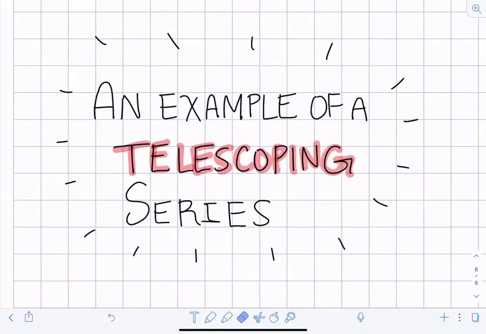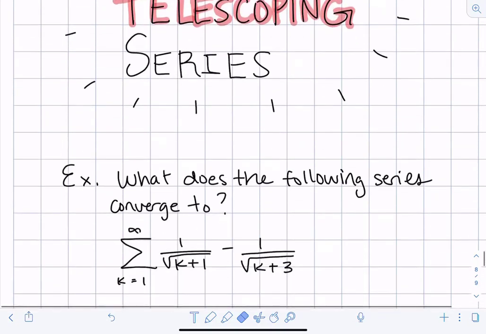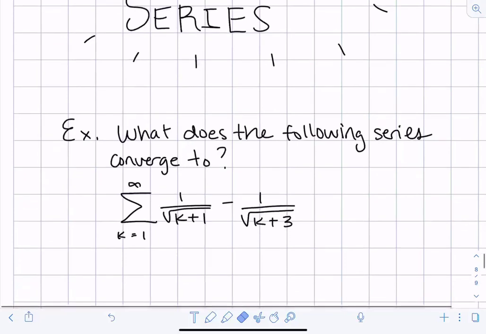We're going to take a look at an example of a telescoping series. So our example, we're actually going to be able to figure out the value that this telescoping series converges to. This is definitely not the case with all series. In fact, most series, you're not going to know what they converge to. But for a telescoping series like this one, we'll actually be able to find that limit.